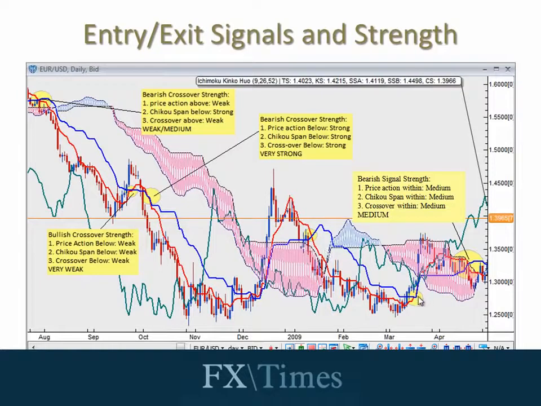Here we have a bullish signal. Okay, the price action and the crossover are both below the cloud. The Chikou was below the cloud, so this is a weak bullish signal. Okay, the market came back up using this cloud at the moment as a resistance.